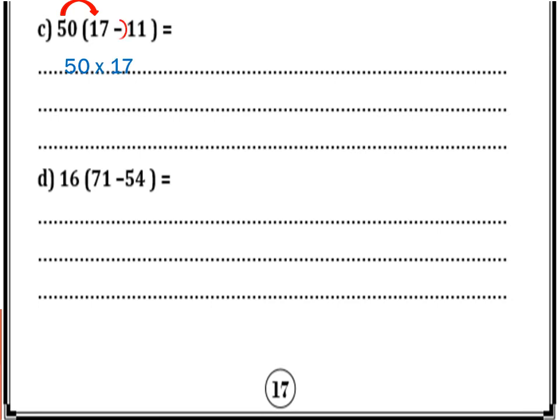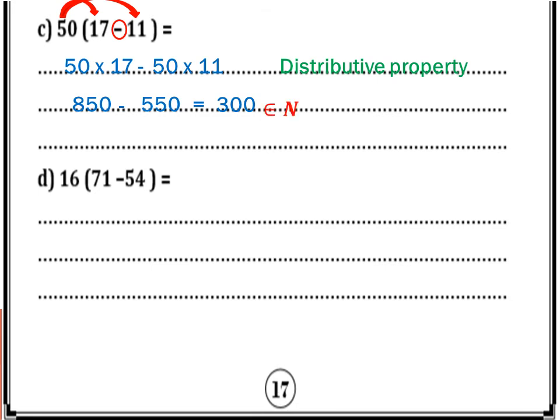Then put the sign, which is the minus. And now 50 times 11. And now here distributive property. And now let's calculate the answer. 50 times 17 equals 850. Put the minus, and 50 times 11, it will be 550. Let's calculate 850 minus 550, which equals 300. And 300 belongs to N, so closure property.